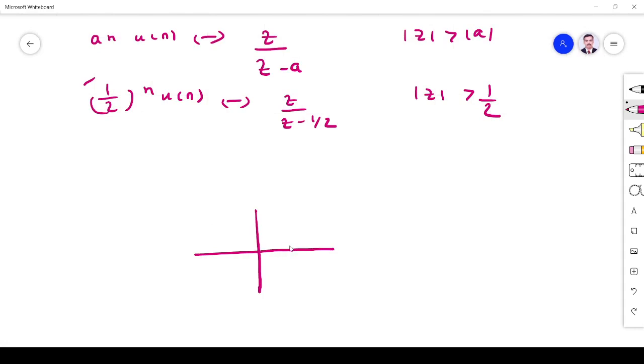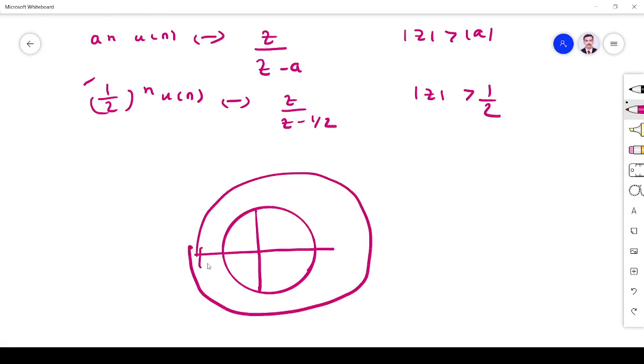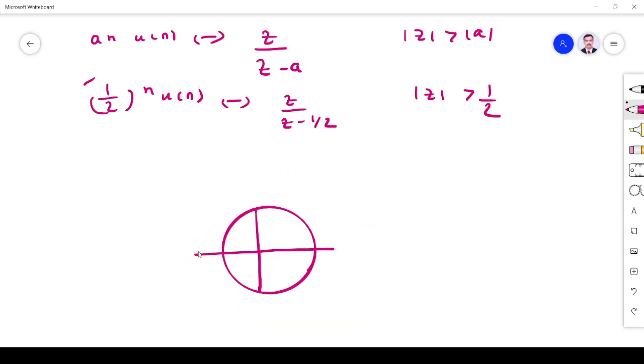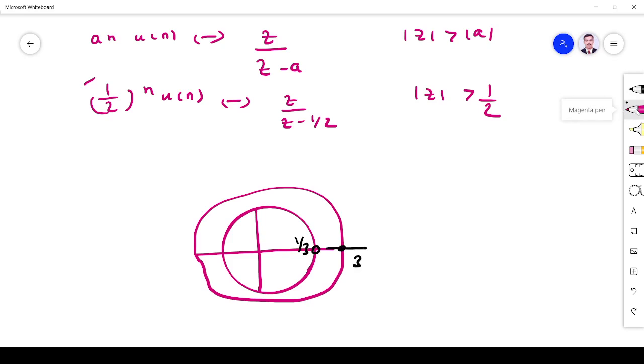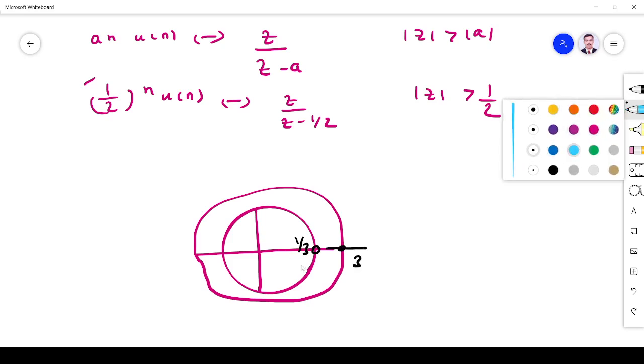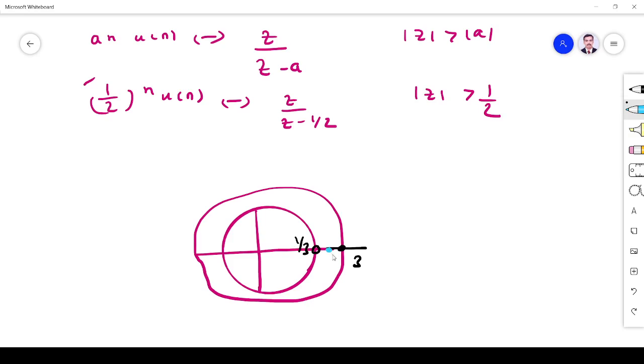So for the first one, the ROC is a ring. Okay, let me draw properly. Let us assume this point is 1 by 3, and this is 3. Where will 1 by 2 come? 1 by 3 is 0.3, 1 by 2 is 0.5, so 1 by 2 will be somewhere here. For the second one, it is greater than 1 by 2, so this region outward.